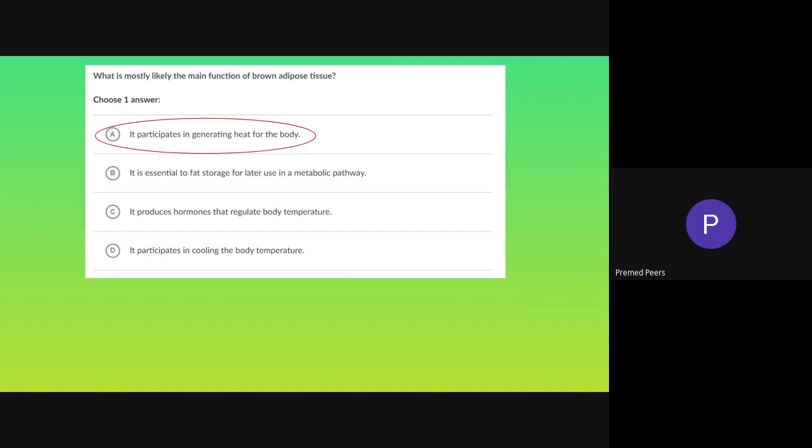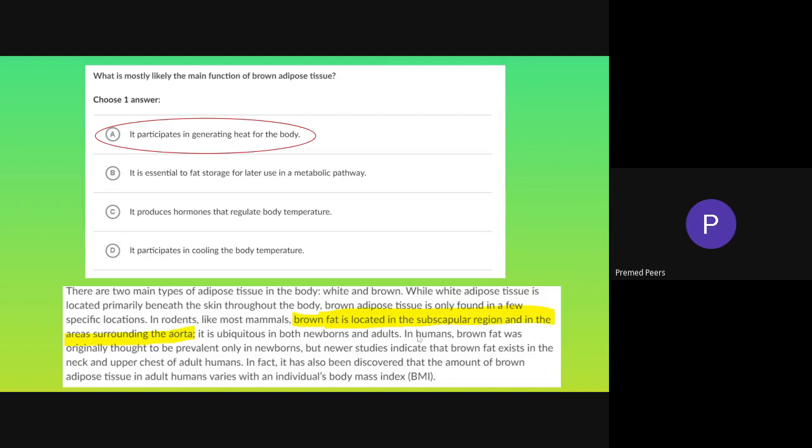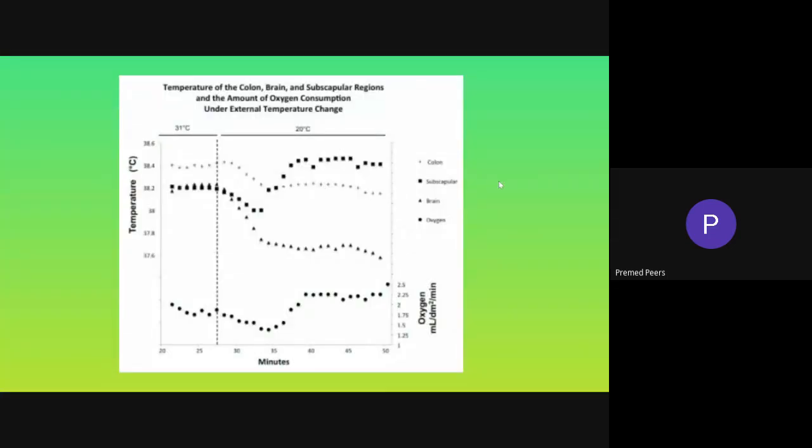This requires information from the graph that's included. The passage mentions that brown fat is located in the subscapular region and in the area surrounding the aorta. The subscapular region is your biggest giveaway once you look at this graph. One good hint for reading this graph is dividing it into two. The bottom shows oxygen consumption, and the top shows the temperature. What you see is that the subscapular region is able to maintain a high temperature even at an external temperature of 20 degrees Celsius. That tells you that the brown fat, which is prevalent in this area, is probably contributing to that, based off the information the passage gives.